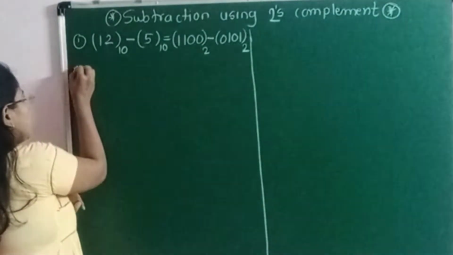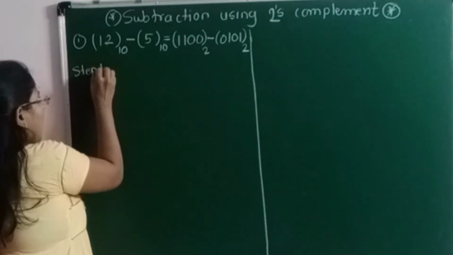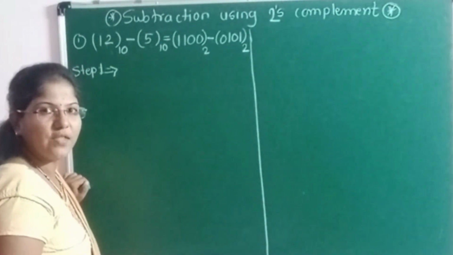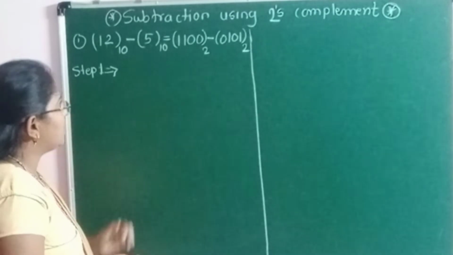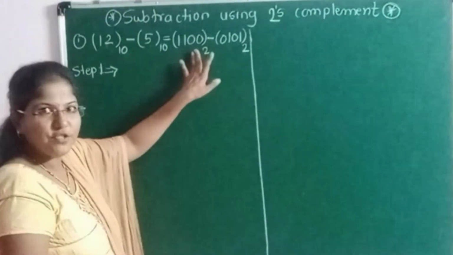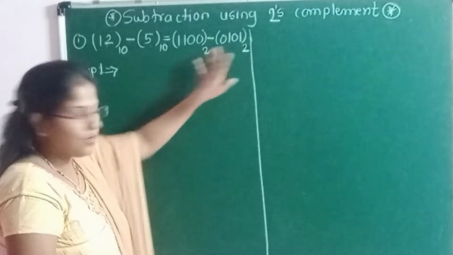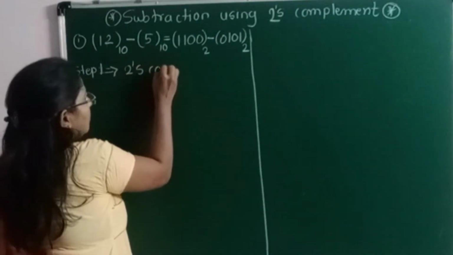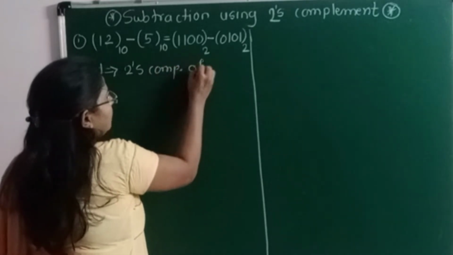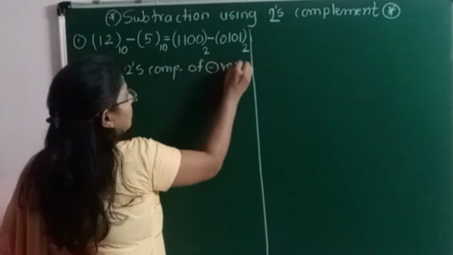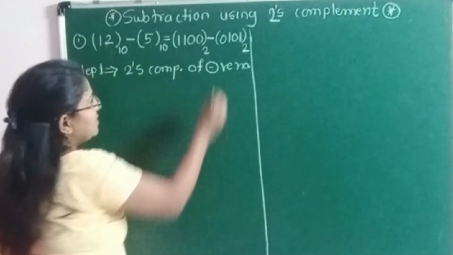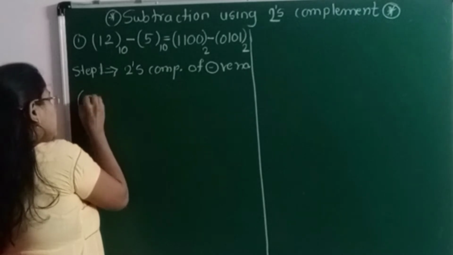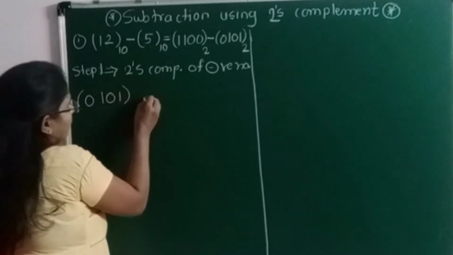Now start with step 1. In step 1, what do we have to do? We have to take the 2's complement of the negative number. Obviously, of the given two numbers, one is positive and one is negative. So in step 1, I have to take the 2's complement of the negative number, which is 0, 1, 0, 1. So here I will write 0, 1, 0, 1.